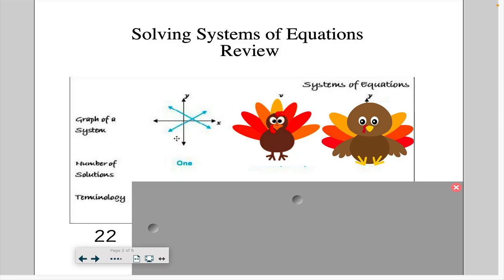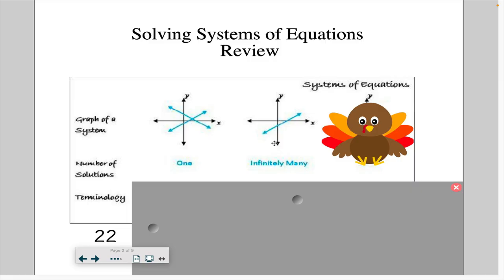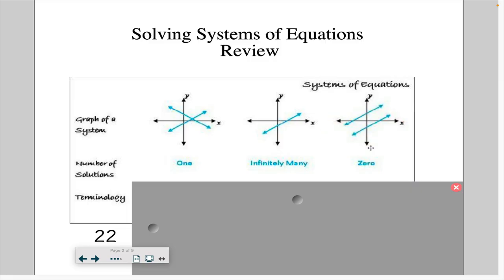We also had infinitely many solutions. Just draw one line. What was our last option? And graphically, what would that look like? Good. It's a little sketch. Just a little sketch. 1, 2, 3, like right next to it.